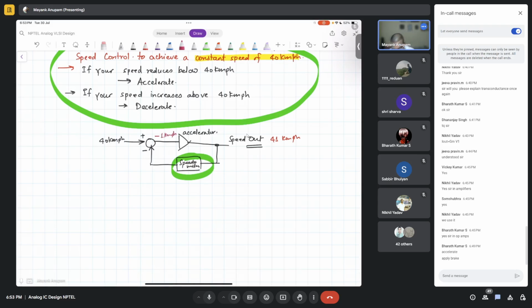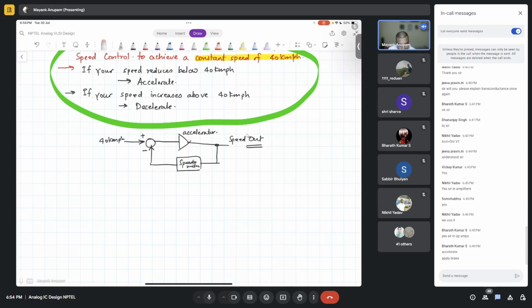So it means the output of this point becomes negative, which means the accelerator has to become negative. You have to give negative acceleration, which means you have to decelerate, isn't it? You will decelerate till the point where your speed becomes again 40 kmph, correct? So this is how the system works. You take the feedback from the output speed, you sense it here, and then using the information that you already have and the feedback that you get, you control your system to move in the direction so that the final goal is achieved.